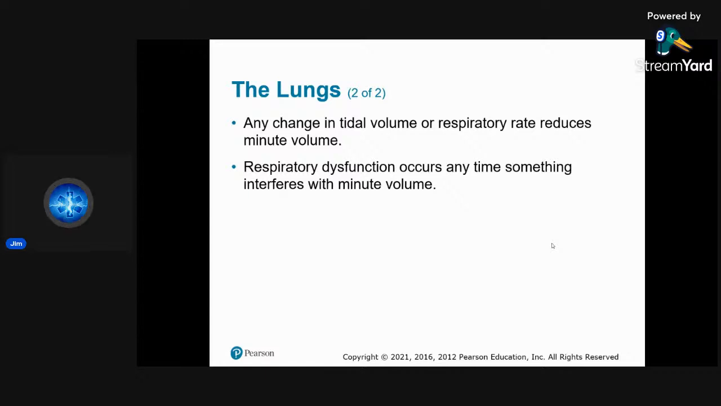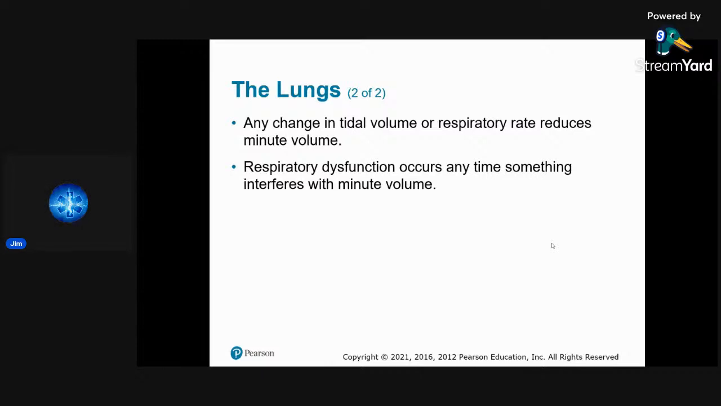Any change in this tidal volume or the respiratory rate can reduce the minute volume. Makes sense, right? If I breathe in less, but at the same rate, I'm going to have a lower minute volume. And vice versa. If I breathe in more, I'm going to have a higher minute volume.